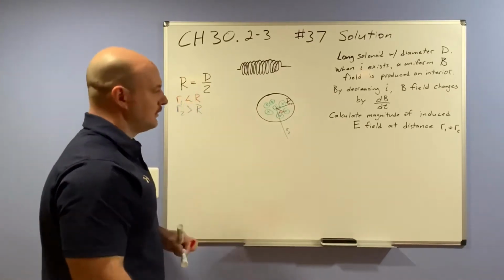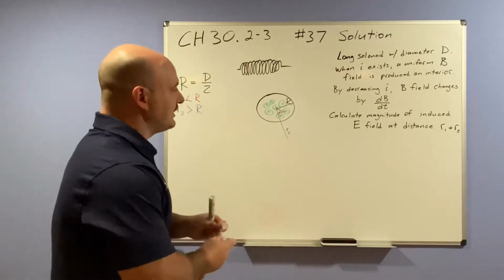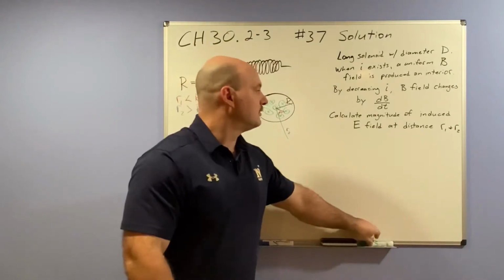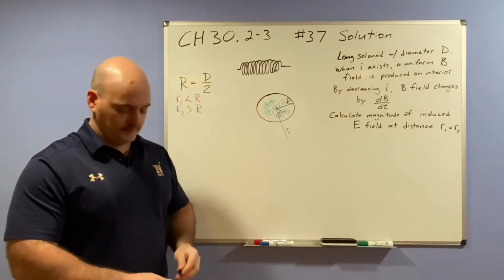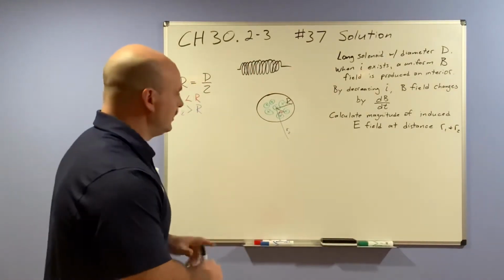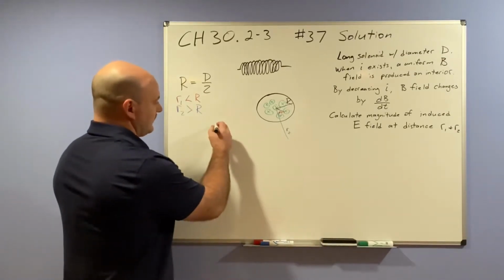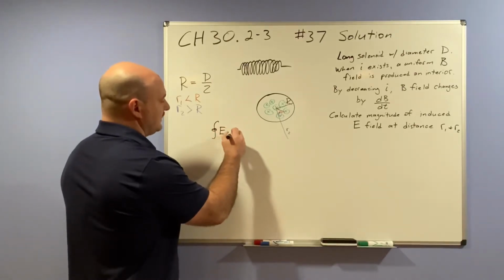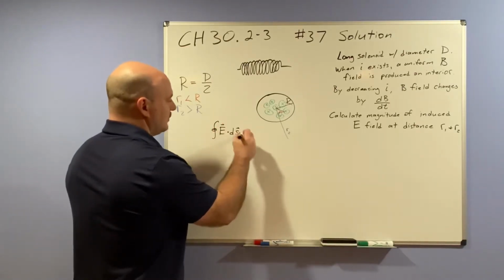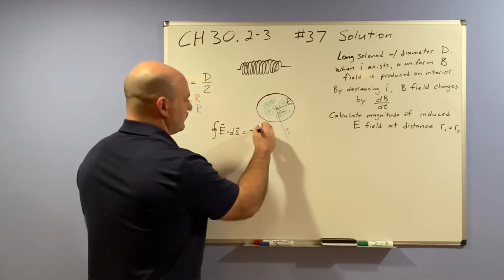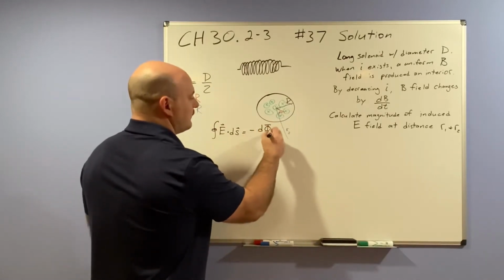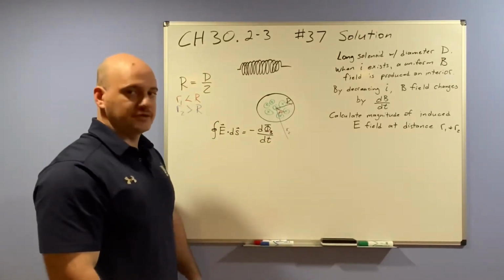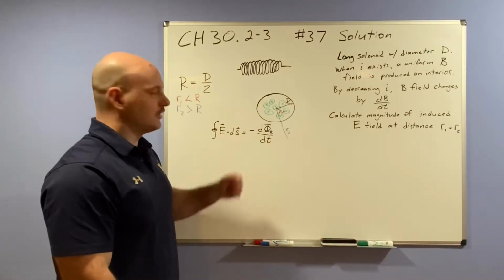All right, so the first thing we need to do is think about the fact that a changing magnetic field induces an electric field. We studied this in the lesson yesterday. We said that the line integral of a closed loop, the path integral of E dot ds, was equal to the negative rate of change of magnetic flux. So there's our first governing equation.